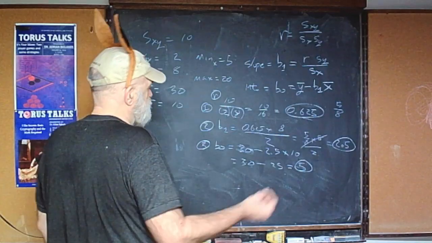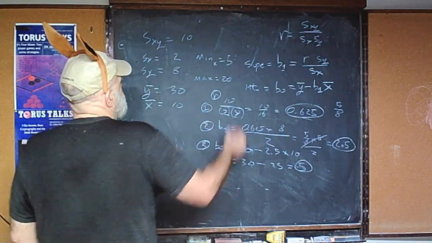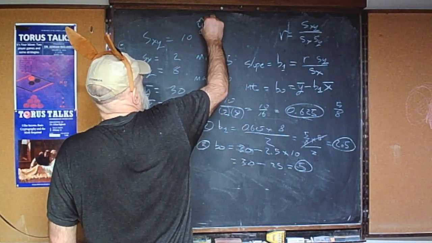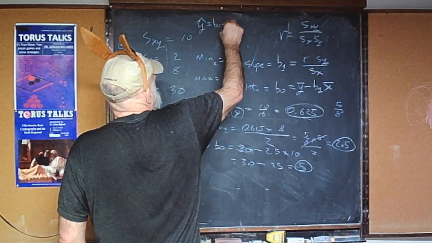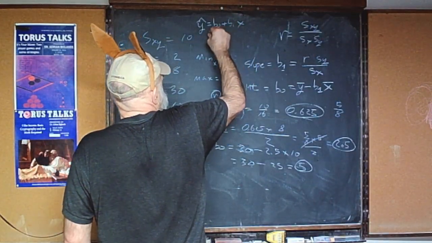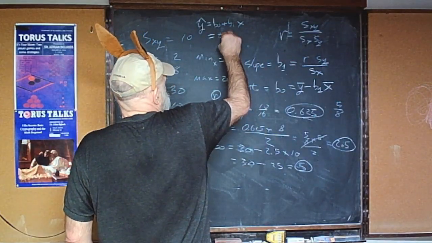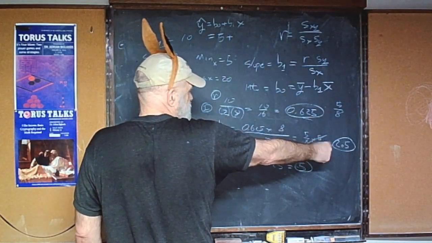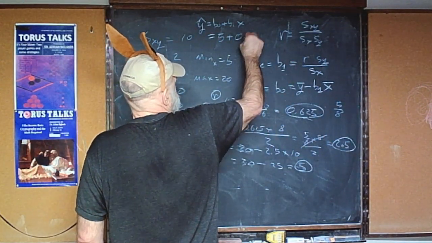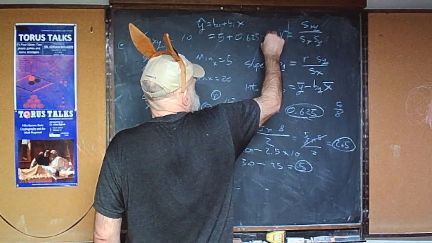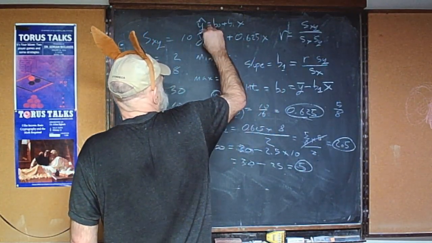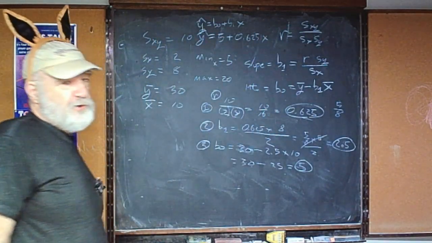All right, well, now what's our equation? We can put our equation together. Our value, remember, is y hat equals b sub 0 plus b sub 1 times x. So that means our mathematical model will be 5 plus this one, 0.625 times x. Boom. That's all you've got to do in this course.